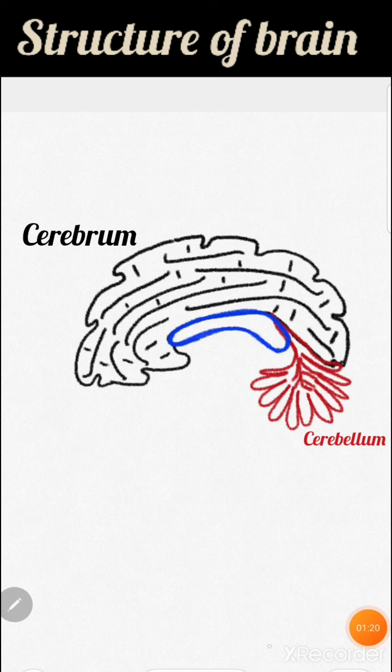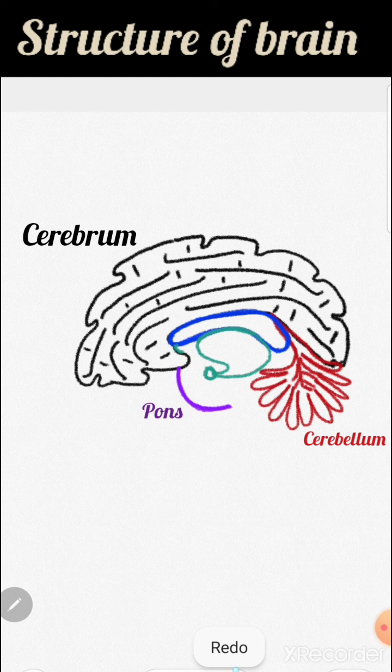The next, middle part of the brain is the corpus callosum, and inside that there are the thalamus, hypothalamus and pituitary gland. Here you can see this bulgy part, which is known as pons, and below the pons there is the medulla oblongata. This is the hindmost part of the brain, the middle part and the hindmost part.